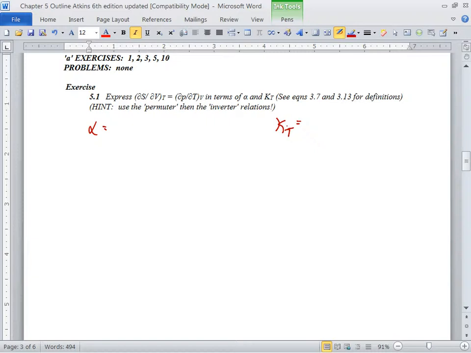Okay, so what is alpha and kappa T? Oh, I'm looking at our cheat sheet here. Yeah, kappa T is negative 1 over v, partial of v with respect to p, constant t. And alpha is 1 over v, partial of v with respect to t, at constant p. Which cheat sheet are you looking at? The one with all the equations. Okay.